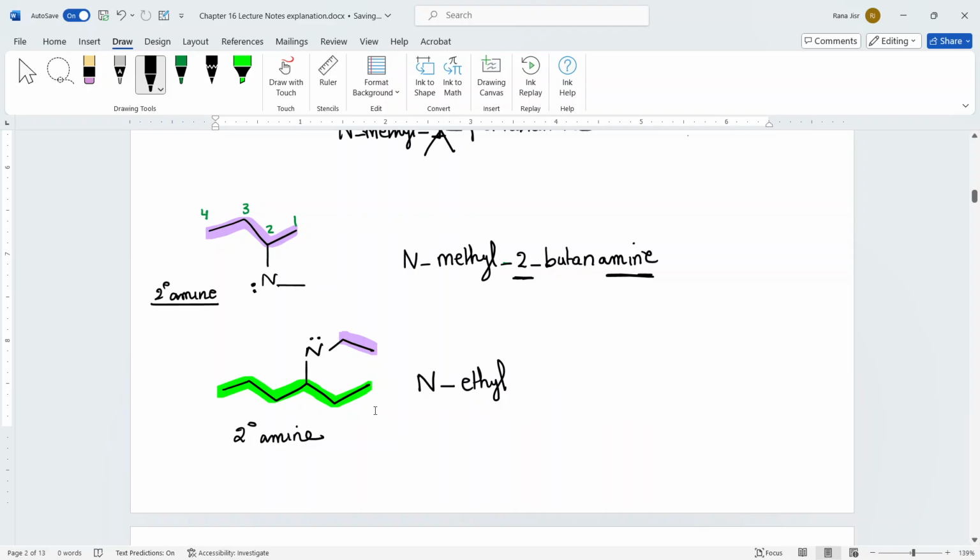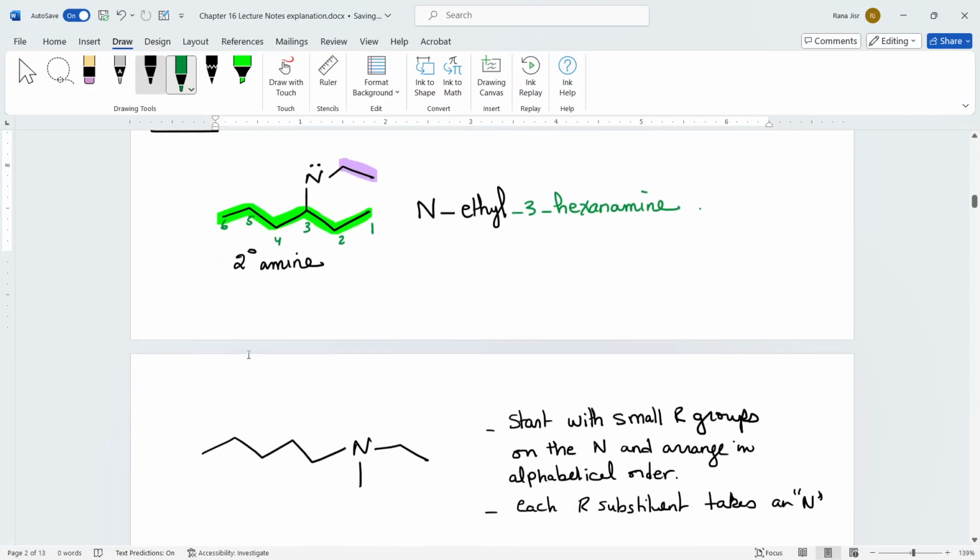So this means that I have to start numbering from here, giving the carbon of the nitrogen, carbon number 3, versus numbering from this side and giving it carbon number 4. So that is going to be 1, 2, 3, 4, 5, and 6. So that is going to be a hexanamine, and your nitrogen is on the third carbon. So the name is going to be 3-hexanamine. Okay, so that is how to name secondary amines.